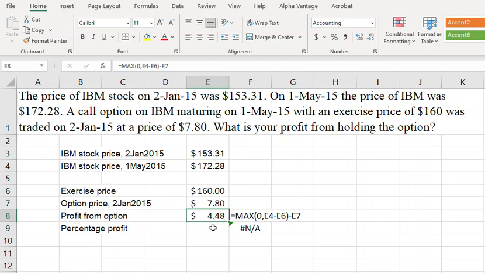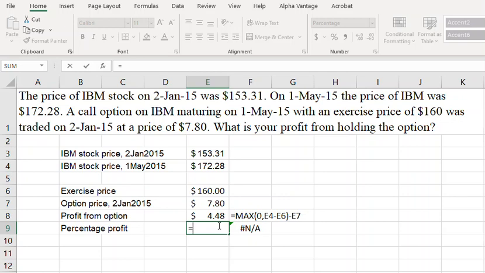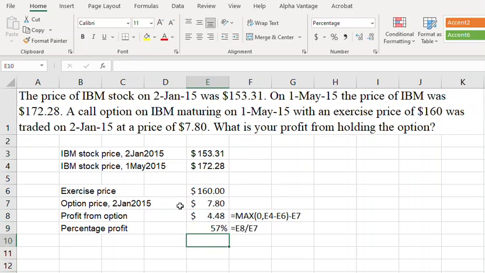We then want to calculate our percentage of profit. Now notice our profit is relative to how much we bought the option for, not the price of the stock. So we made $4.48, and then we want to divide by the cost of the option. So we can see on our $7.80, we made $4.48, which reflects a 57% rate of return or percentage profit.